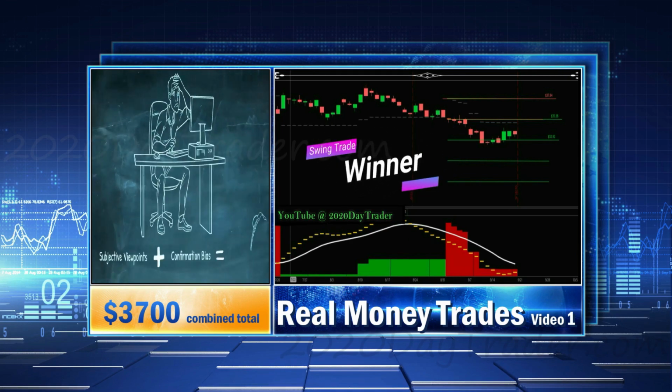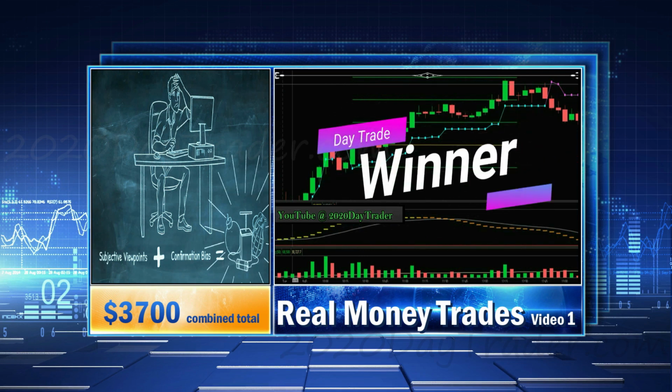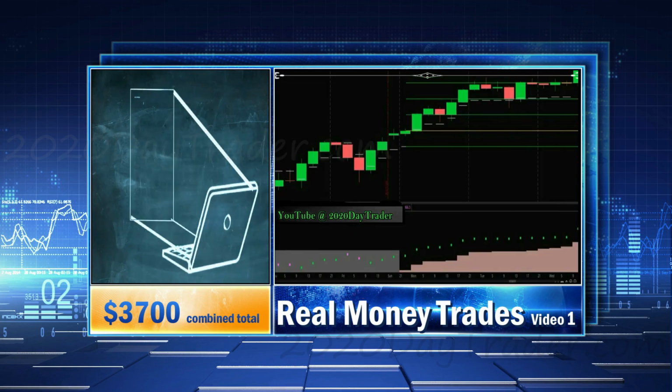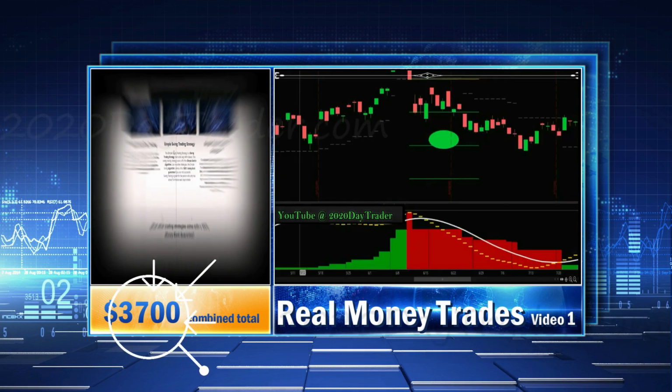I started my futures account with $1,700 because that was the bare minimum I felt like I could start with. And then I started my swing trading account with $2,000. Again, I felt that was the bare minimum I can start with.